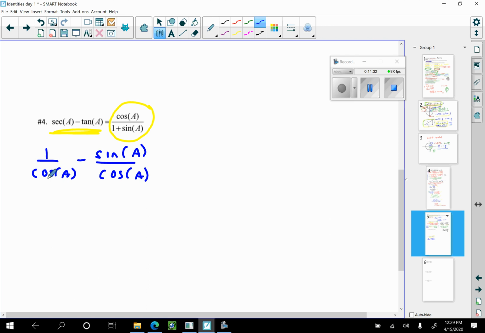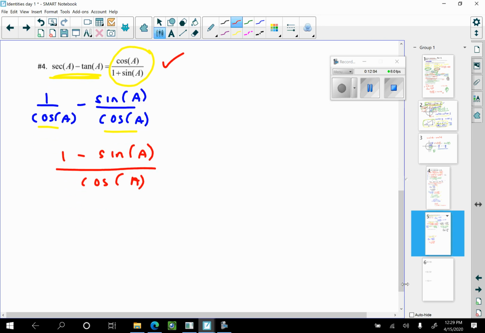All right. What am I going to do? I'm going to add those guys because I have like denominators. It didn't look like it, but I do. And what do I have here? I have 1 minus sine of A over cosine of A. How in the world am I going to get here? Well, like I said, I've done this proof multiple times before. I know what to do, and so you're just going to write these notes down. What I'm going to do here is multiply this whole thing by 1. I'm going to multiply it by cosine of A over cosine of A.